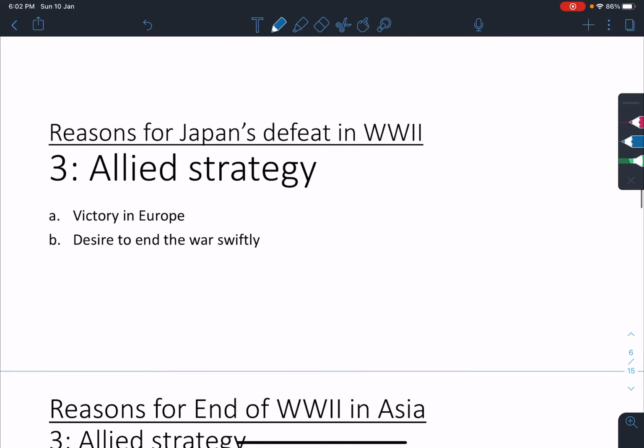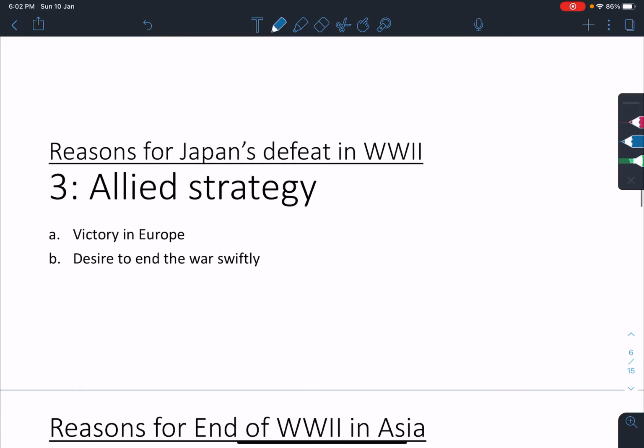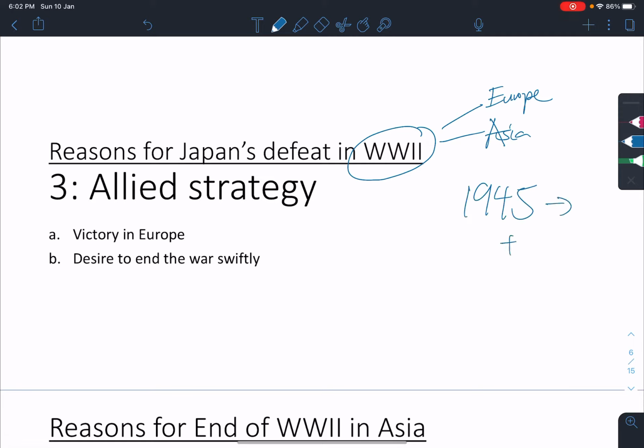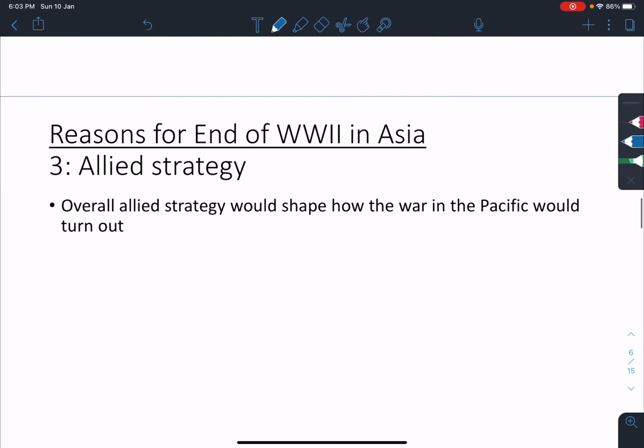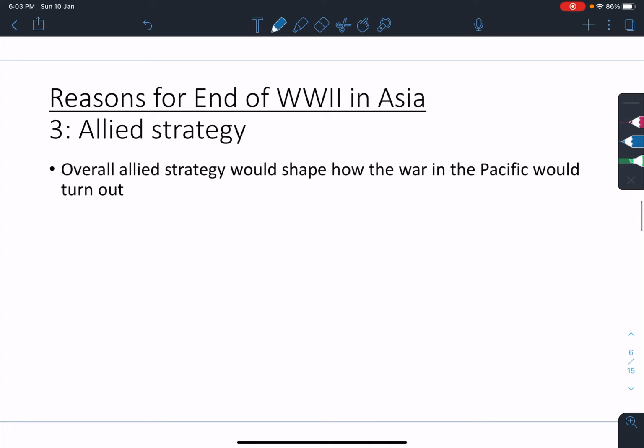So the two main points that we are looking at are the victory in Europe and the desire to end the war swiftly. Remember, World War II exists in Europe and in Asia, and the war in Europe ends much earlier. Both end in 1945, but the war in Europe ends earlier. So the question is, how does that affect what happens in Asia? My point here is how Allied strategy will shape the war.